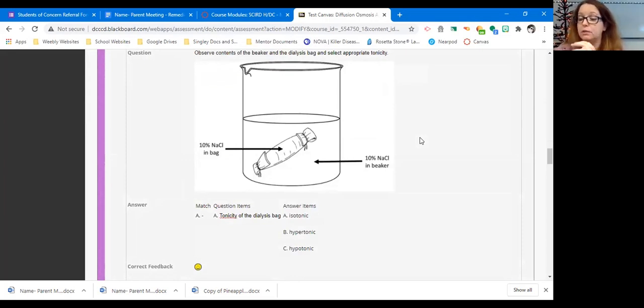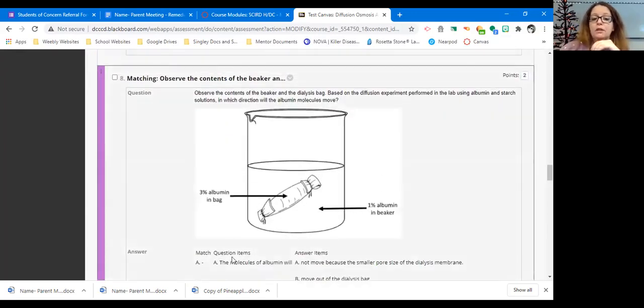I also agree that they were difficult questions, but I would not have got 100 on this assignment if I had just taken it probably like y'all did. But if you read carefully, then you know what you're asking for. They are asking for 10% NaCl inside the bag, 10% NaCl inside the beaker. We want to know the tonicity of the dialysis bag. It just so happens that it's equal to the outside. It's isotonic.